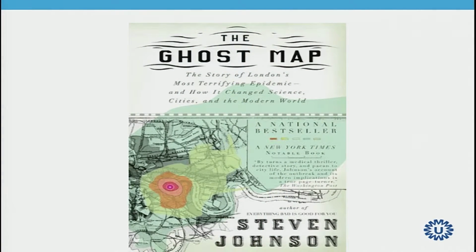And if you haven't read the book about John Snow and his work, you really should read it. It's called The Ghost Map. It's written by an American, but even so, it's a really good book. I really enjoyed it. It reads like a thriller.